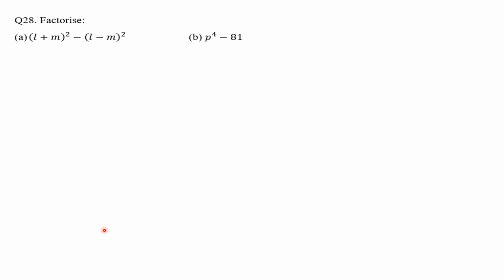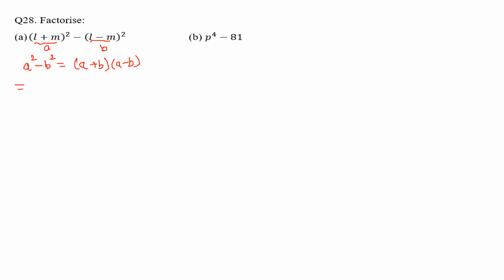So question number 28. Factorize. First one is (L plus M) whole square minus (L minus M) whole square. If you see this very clearly, if I assume L plus M as A and L minus M as B, isn't it the identity A square minus B square? So assume this as A and this as B. Now it is your identity A square minus B square, which is equal to A plus B into A minus B. Now just use this identity.